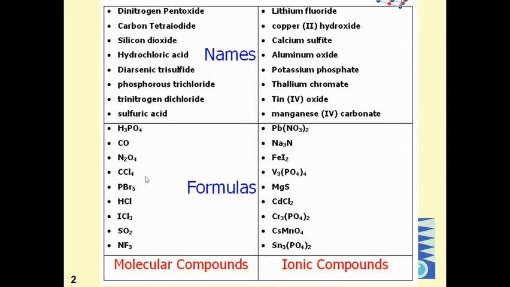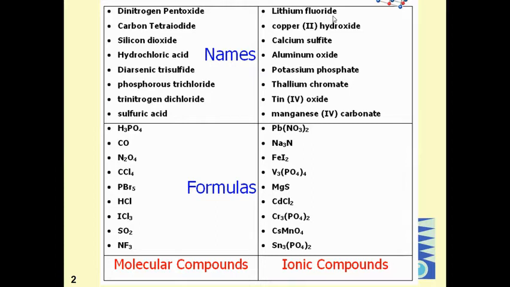You've got CO, that's carbon monoxide. You have PBr5, phosphorus pentabromide. You have lead 2 nitrate. You have magnesium sulfide, MgS. These are your formulas. And if you notice, when I'm giving you the formulas and then giving you the names, they sound a little bit different depending on whether they're on the left side of this table or on the right side of the table.